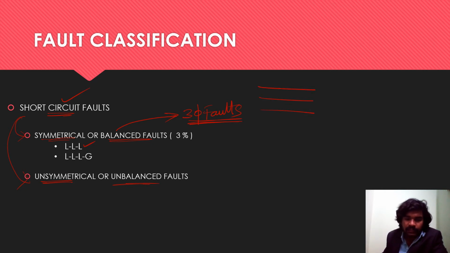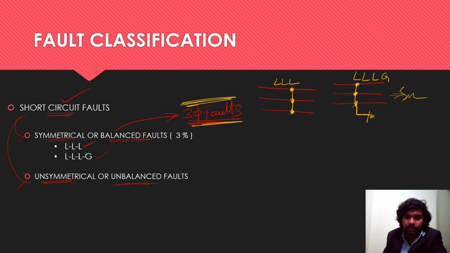If these three lines get into physical contact with each other, by whatever means, then this is called an LLL fault. Now, the next thing is the LLLG fault. What happens in this? The three conductors come into contact with each other and at the same time are connected to the ground, they fall on the ground. So this is the LLLG fault, and both of these are called symmetrical faults. Please keep in mind they are symmetrical faults and also called three-phase faults.